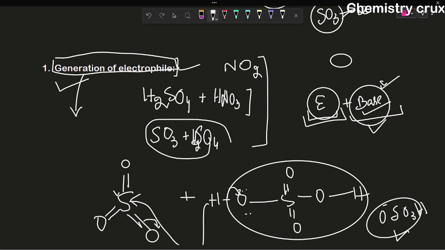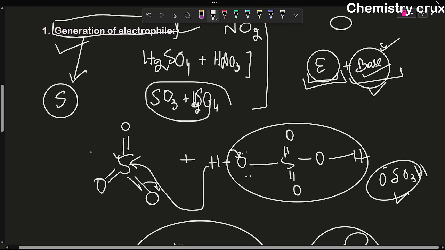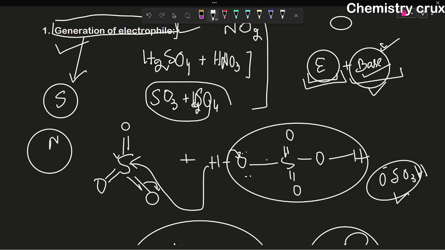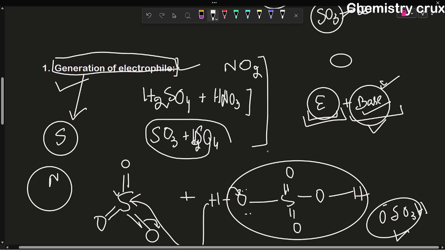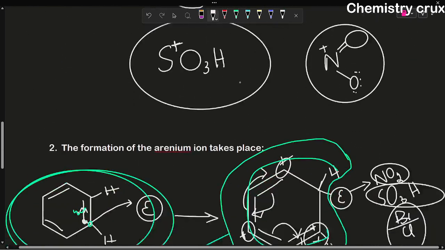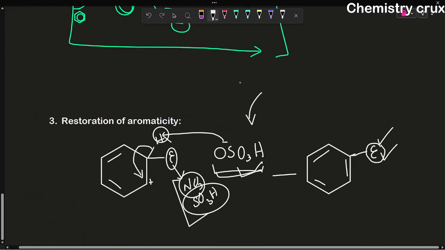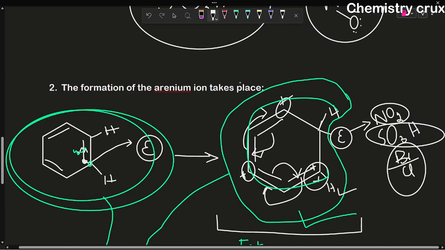It will depend upon the reaction that we are studying. For example, if we take sulfonation, then we will be generating the electrophile accordingly, which will then be used in the second step. Or if it is nitration, then we'll be deducing the electrophile accordingly. This step simply depends upon the reaction that we are studying. The second step and the third step are universal for all the electrophilic substitution reactions.